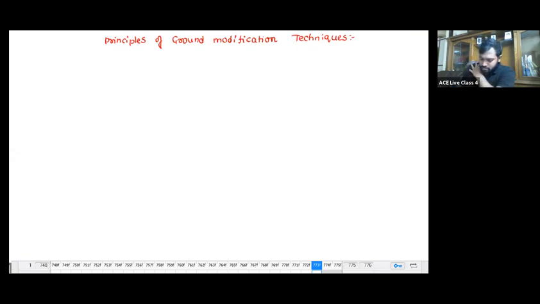So now what's the main aim of the principles of ground modification techniques? It is to improve the characteristics of soil. What are the characteristics of soil? Engineering properties.